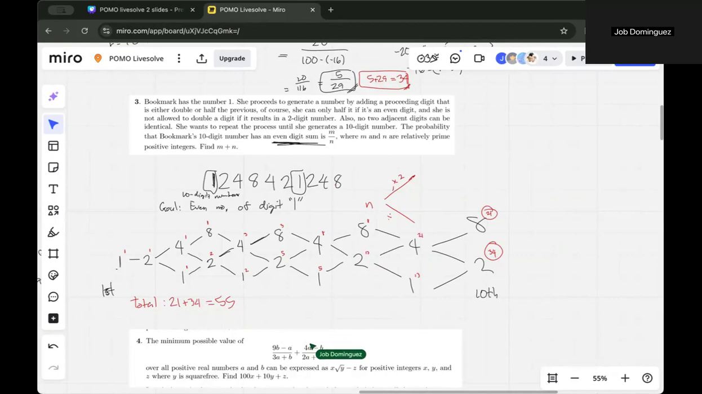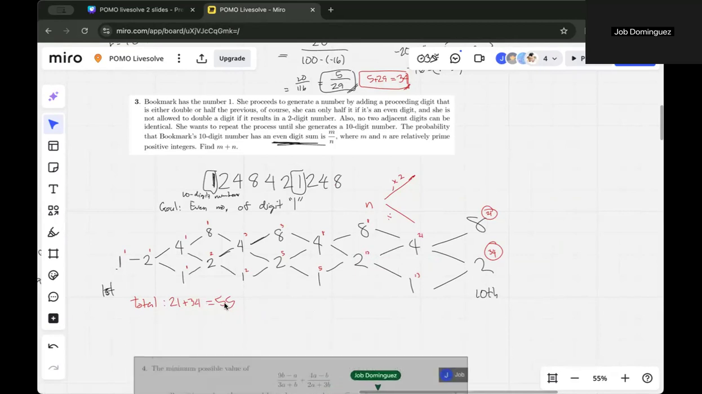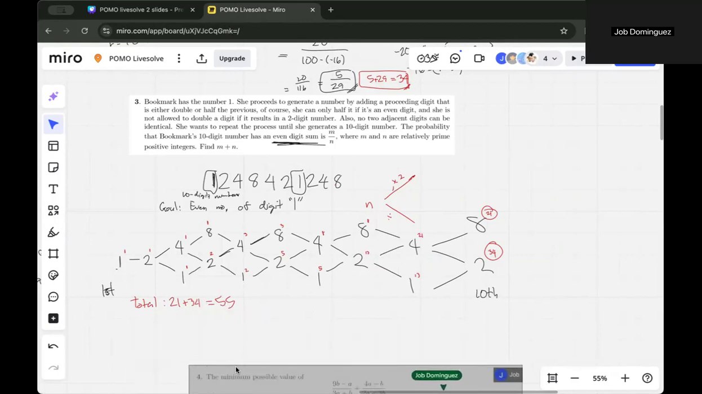So, can I move this down? Or do you think that? I'll move it on the left side. That's the, oh, I'll move it down.